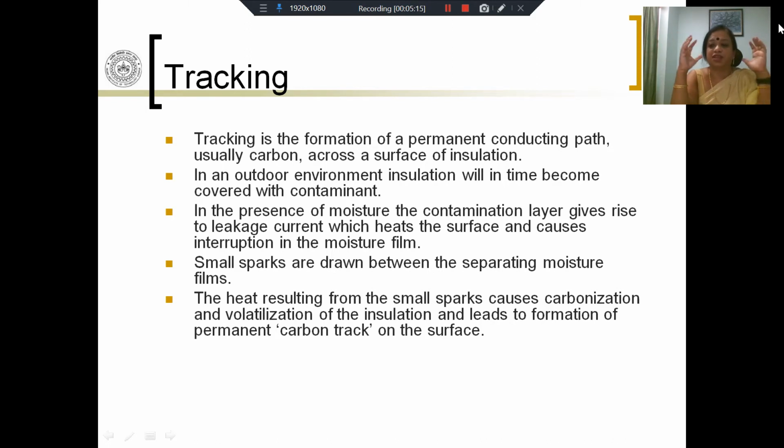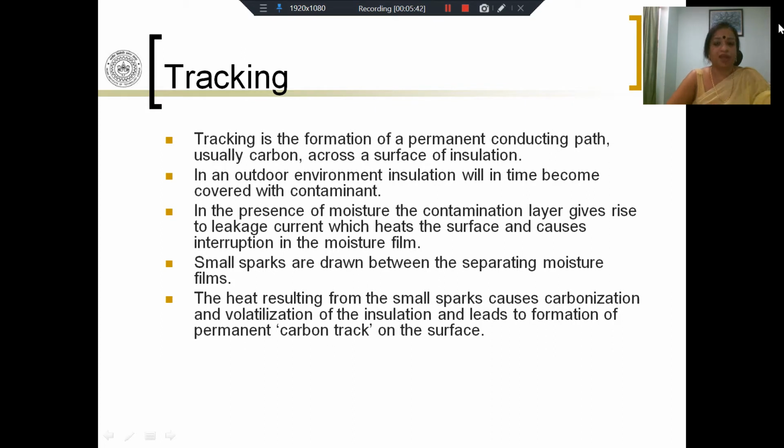For example, if it is an industrial region, there would be a lot of oil and grease and dirt particles. In the desert, it could be dust, it could be sand. In a city, it could be dust particles. In the coastal regions, it could be salt. So there can be many kinds of pollutants which might be present on the surface of an insulator. This kind of degrades the surface of the insulator.